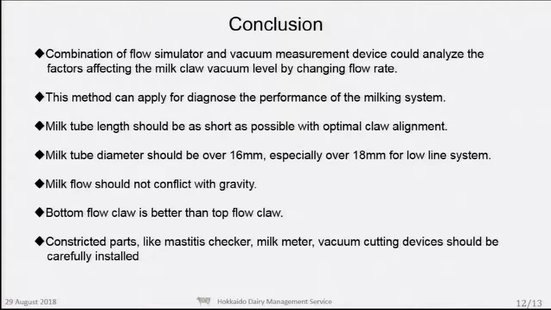Conclusion. Combination of flow simulator and vacuum measurement device could analyze the factors affecting the milk flow vacuum level by changing flow rates. This method can be applied to diagnose the performance of the milking system. Milk tube length should be as short as possible with optimal flow alignment. Milk tube diameter should be over 16 millimeter, especially over 18 millimeter for low line system.